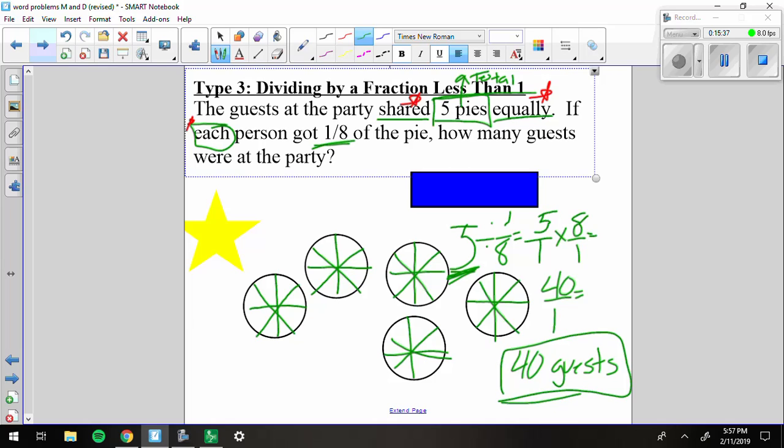And you can just think about it. If by some weird coincidence you multiply, you would get 5/8 guests. 5/8 guests. How many guests were at the party? Can we have 5/8 of a guest? No, we can't. We can have 40 guests at our party, though. Make sure you're picking the more reasonable answer.